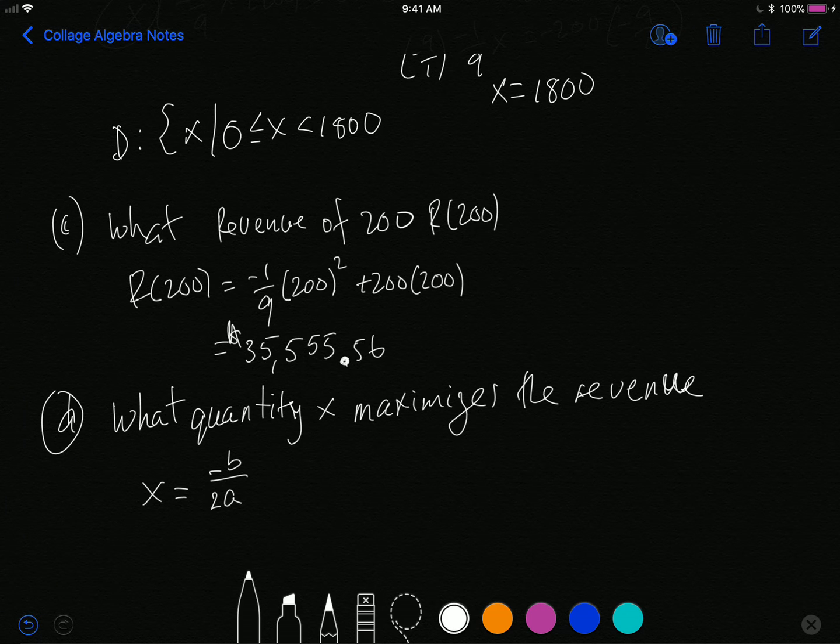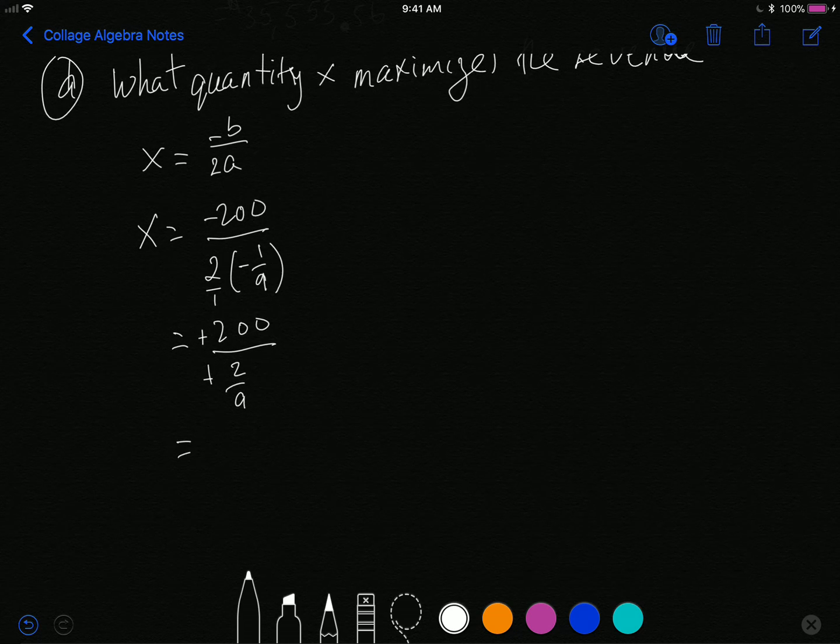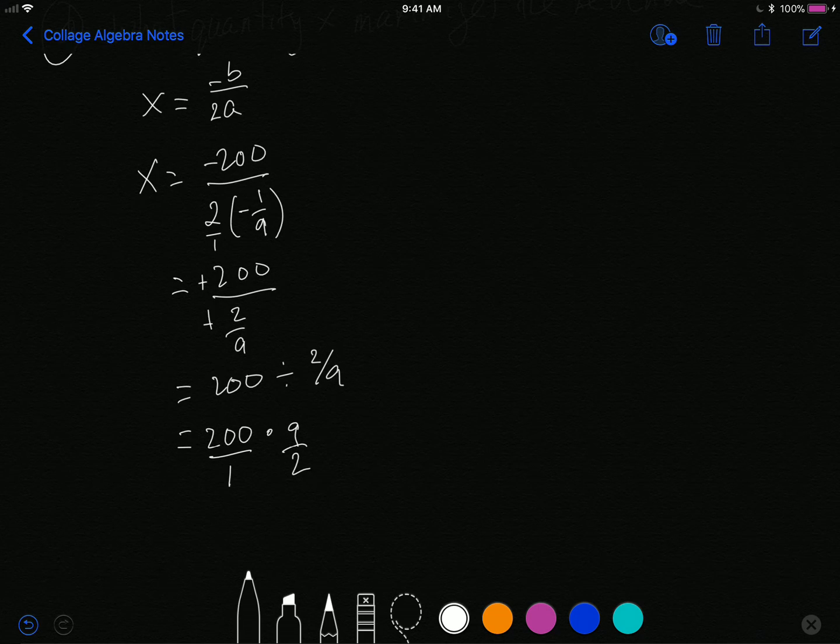So x is equal to the opposite of b, so that's negative 200 divided by 2 times negative 1 over 9. Now this simplifies to negative 200 divided by negative 2 over 9, because you think of the 2 as 2 over 1 and you multiply. And of course the minus signs cancel, so that's 200 divided by 2 over 9. Instead of dividing by a fraction, you multiply by its reciprocal. I multiply straight across. 200 times 9 is 1800 divided by 2, which gives me 900 units. It will take 900 units to maximize the revenue.